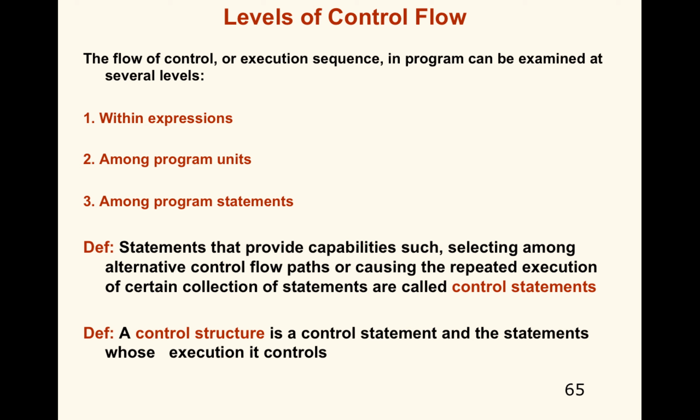So when it comes to different levels of flow control, we have different levels that can be from within expressions, among program units, or among program statements. So within expressions, this would be sort of like saying that in a comparison, if X is larger than 5 but smaller than 50 and not equal to 25, then do something. That's an expression that provides a level of flow control, and the flow control is being determined by a statement, or an expression.